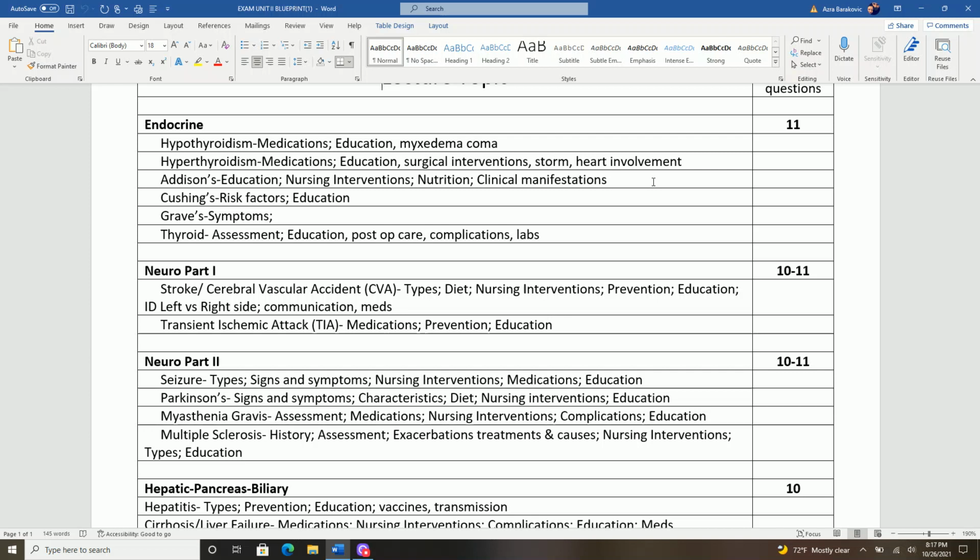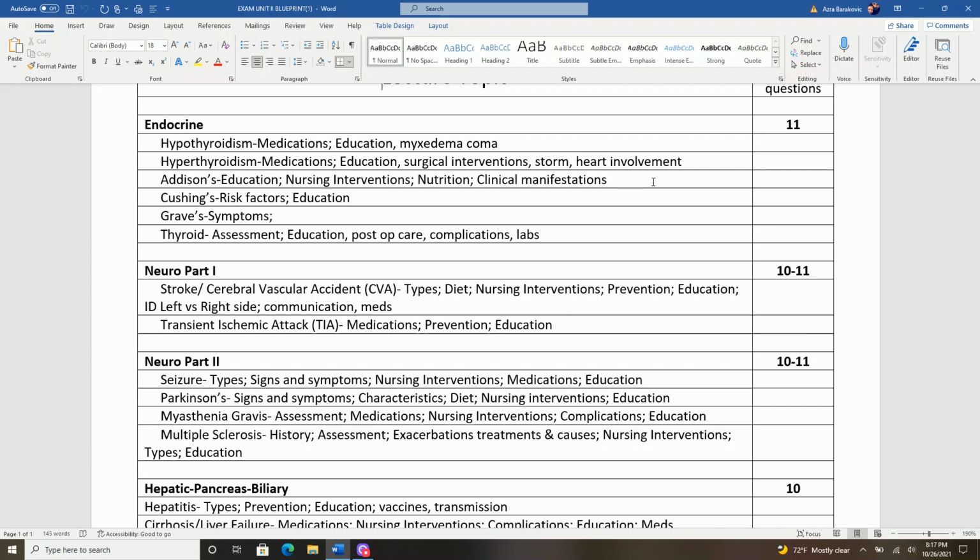I know I said it in the lecture, but I'll remind you again: when a patient has a thyroidectomy, whether it's parathyroid, total thyroid, partial, whatever, they need to have a trach tray in the room. They must have oxygen in the room, and they must have suction in the room. Those are super, super important.